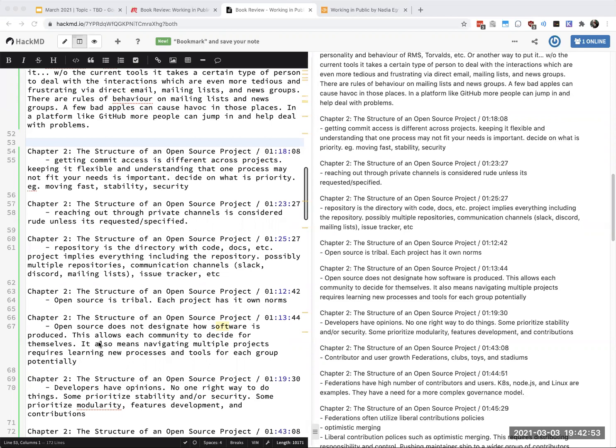It could be multiple repositories. It could be communication channels like Slack, Discord, Twitter, mailing list. Your issue tracker may or may not be on the same one, if you use GitHub, probably. But it's all those things, including other items like community members that do talks at conferences and stuff. So that's what we're talking about, looking at it from a larger scale. And it starts to go into that with chapter 2.